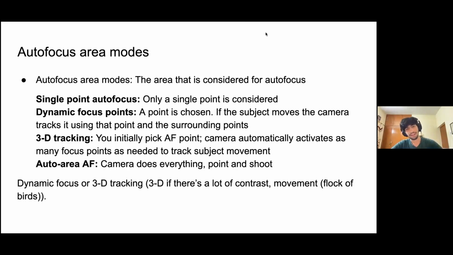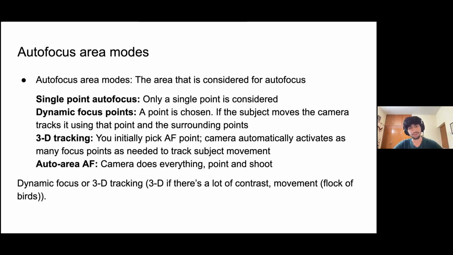Then there are also area modes in autofocus. So when you look through your viewfinder, you see a bunch of dots that are arranged in a pattern, right? So those are autofocus points, those are focal points. So the area mode is basically considering those points, and you can set how the camera wants to consider these areas. So first is single point autofocus. So you set one point out of all those points that you have, and only what is there is taken into focus. Like only that is considered when choosing the focal distance.